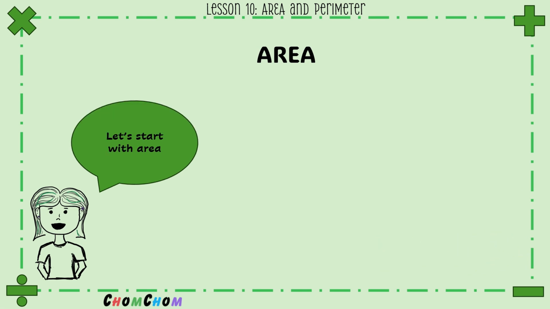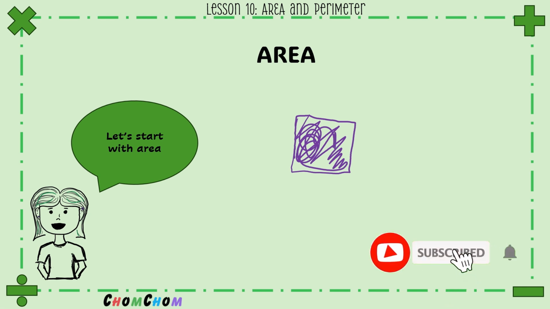Let's start with area. Area is just the space inside of something. Say inside of the square, we can calculate how much space is inside of the square. The way we do that is we calculate area using this big A to denote area. Area equals base times height.